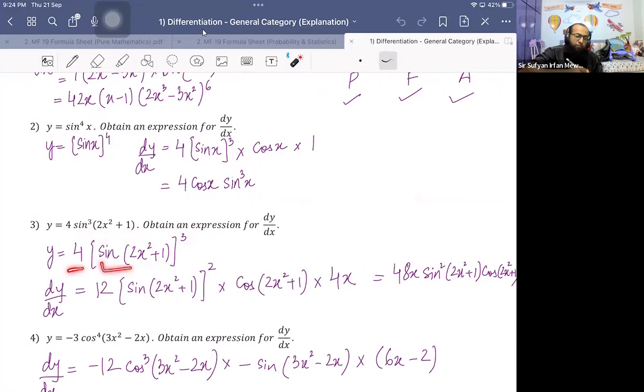4 times sine of 2x square plus 1 whole power cube. Then what will happen? First, we deal with the power. This means multiply the power and subtract it by 1. So 3 times 4 is 12. The power 3 becomes 2. The function within the bracket remains the same.